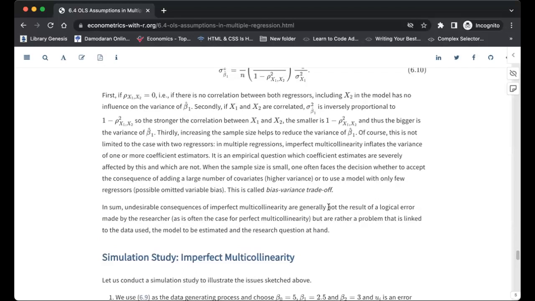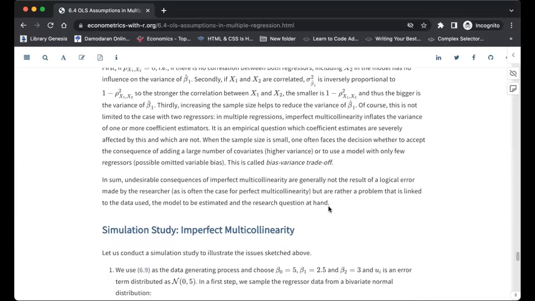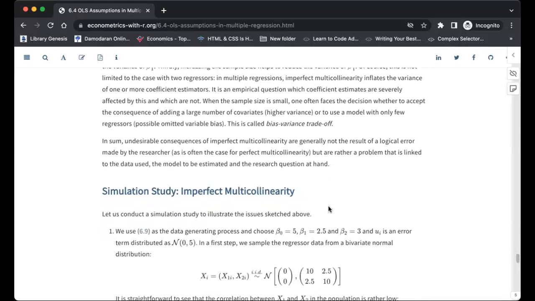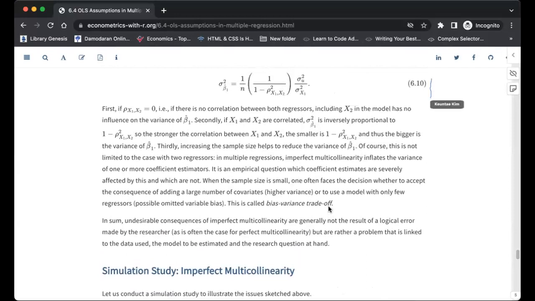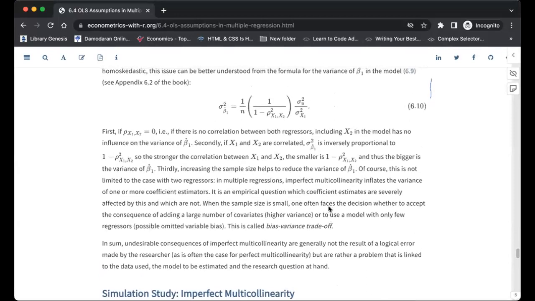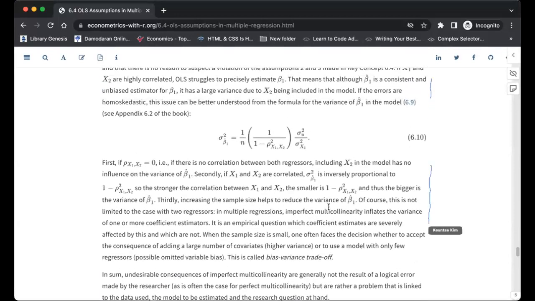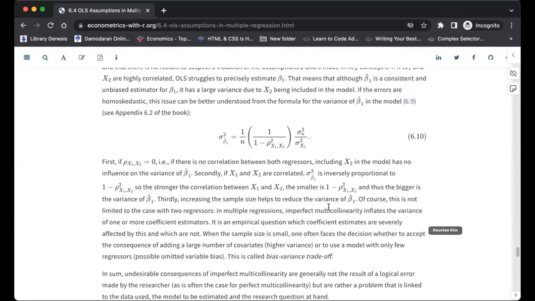But if anyone has any thoughts on this imperfect multicollinearity and wants to share it. Yeah, actually in here, no, hold on. In here, no. Could you stay still?